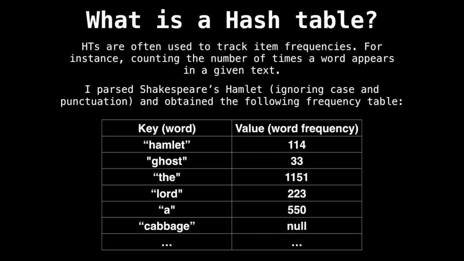We often use hash tables to track item frequencies. For example, below is a frequency table of the number of times a certain word appeared in Shakespeare's Hamlet, which I parsed and obtained this table. So you can see Hamlet appeared 114 times, the word Lord 223, but the word cabbage did not appear. So hash tables are often used to track frequencies, which is really handy.